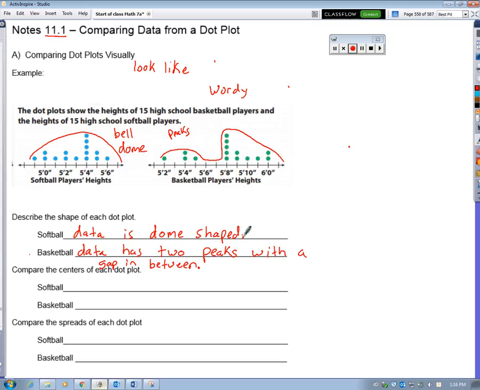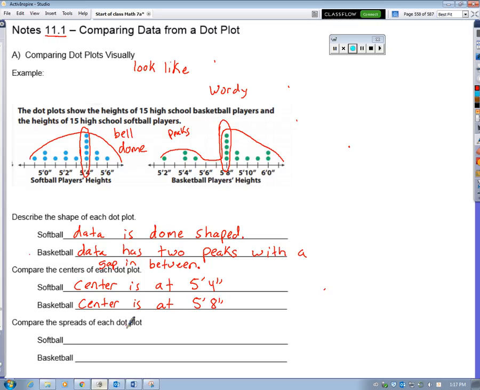Okay, so let's compare the centers of each dot plot. The center is where most of the data is. So here's our center for the softball, and here's the center for the basketball. If we're going to compare the centers of each dot plot, we would just say where it is. For softball, the center is at 5 feet 4 inches, and for basketball, the center is at 5 feet 8 inches. Okay, so there's our centers.